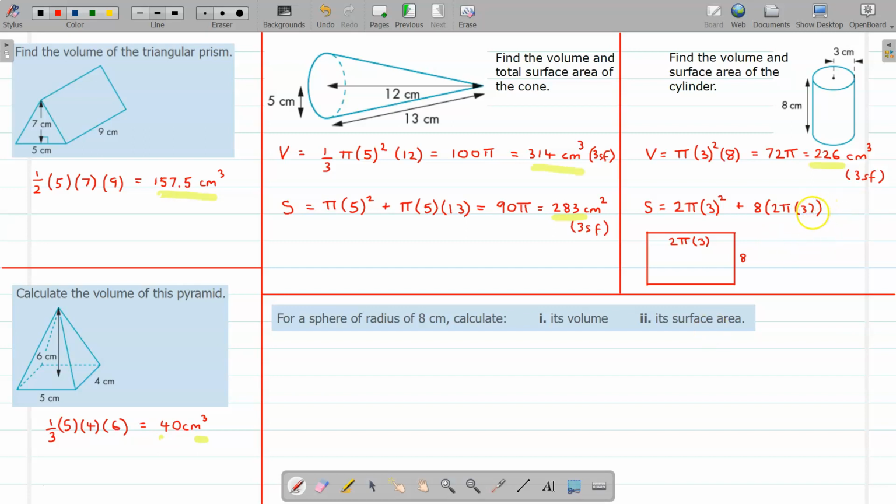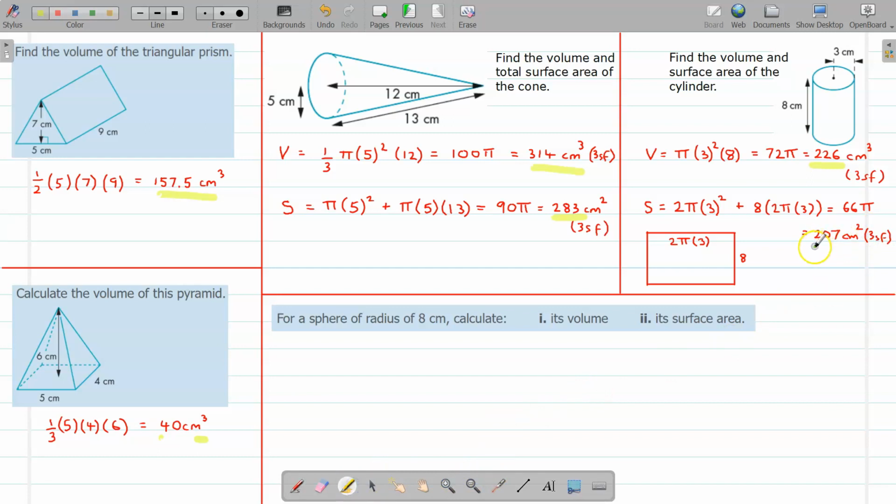Okay, but if you multiply that all out, that of course comes to 48 pi, and this comes to 2 pi times 9, which is 18 pi. So 48 pi plus 18 pi is 66 pi. Okay, and 66 pi on the calculator comes to, rounded, 207. That's 3 significant figures. 207 centimeters squared, because it's surface area, to 3 significant figures.